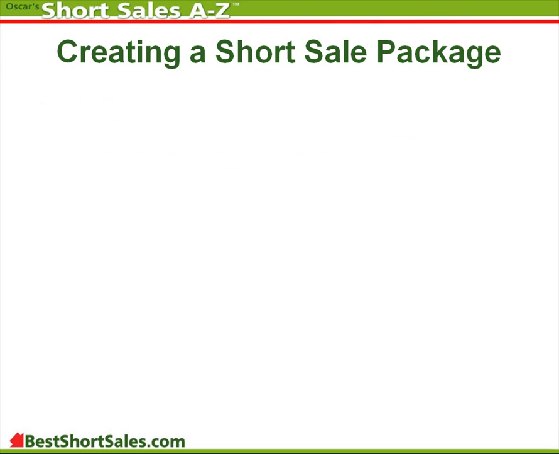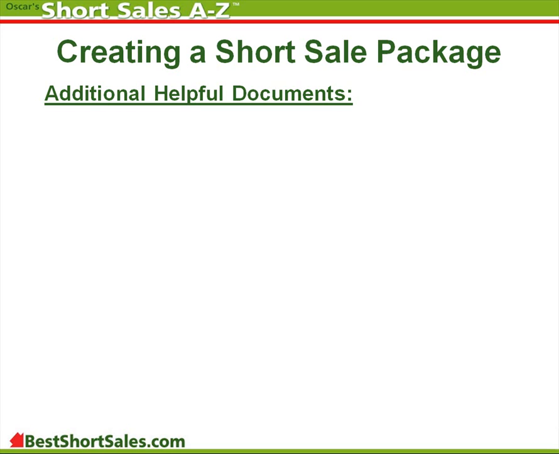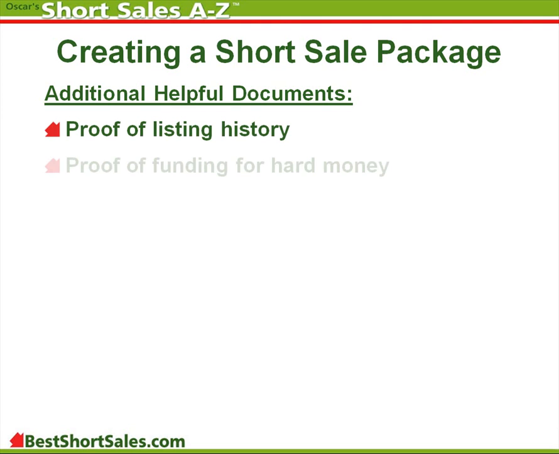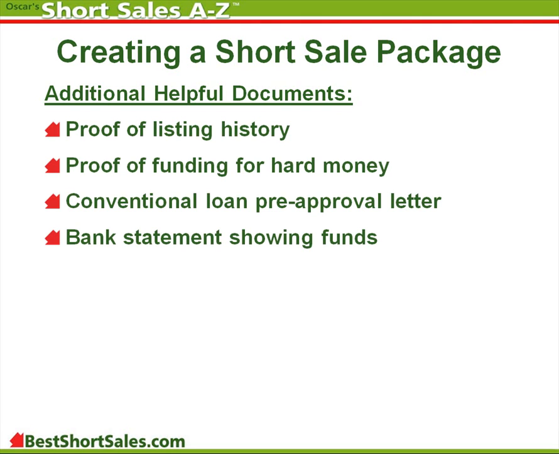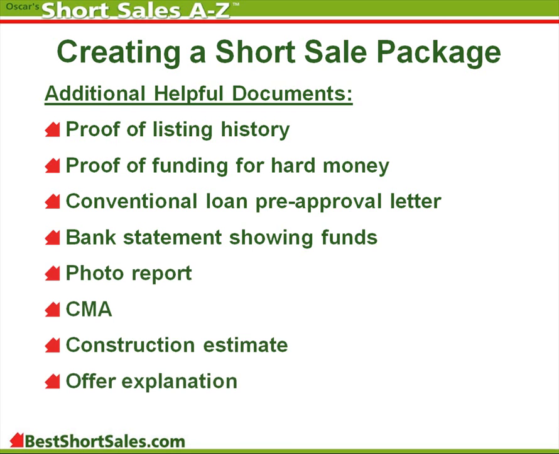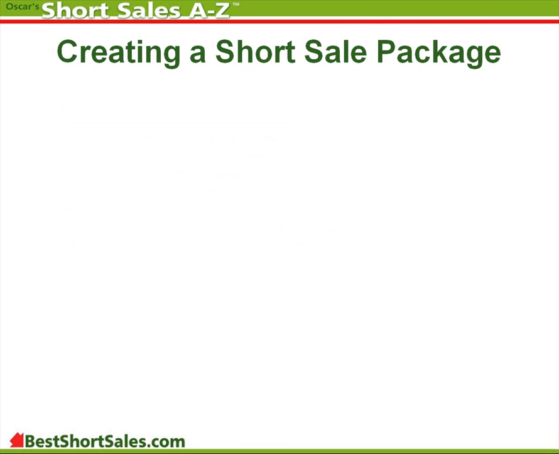Additional helpful documents. It is also a good idea to include, if relevant, a few additional helpful documents. The idea is to lubricate the transaction. These documents include proof of listing history, proof of funding for hard money, conventional loan pre-approval letter. If paying cash, bank statement showing funds, photo report showing condition of property, CMA, construction estimate, offer explanation. Also, any other document useful to demonstrate the value of the presented offer.